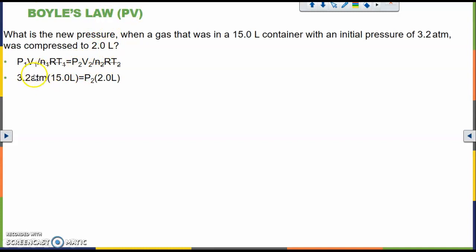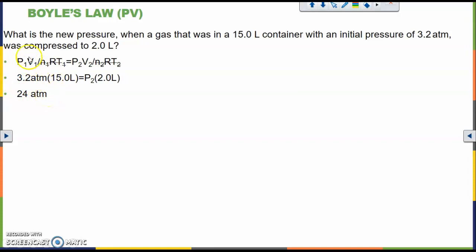And so you would just plug all the numbers into the equation. Pressure 1 is 3.2 atm, volume 1 is 15 liters, P2 is the unknown, and 2 liters is the new volume, because it's after the word 2. You do 3.2 times 15 divided by 2. This is multiplication, and the inverse operation of multiplication is division. I hope you know your math, since it's a prerequisite for this class. If you do the math, the new pressure is 24 atmospheres.